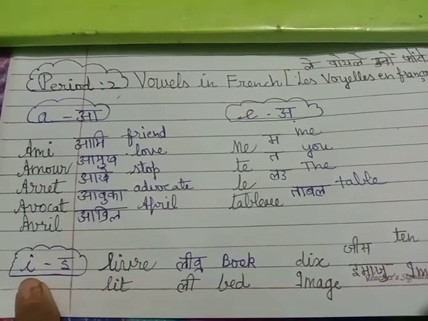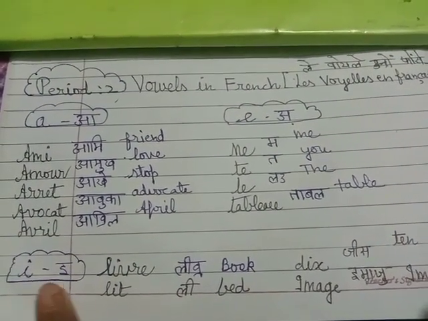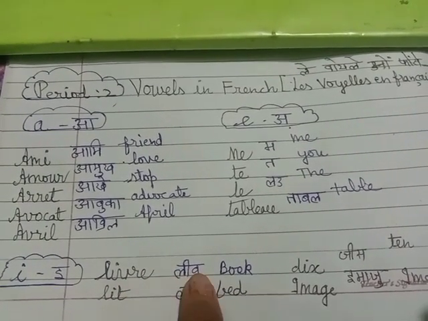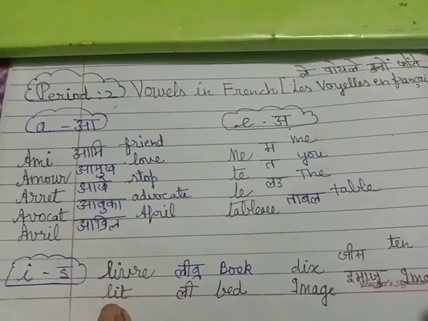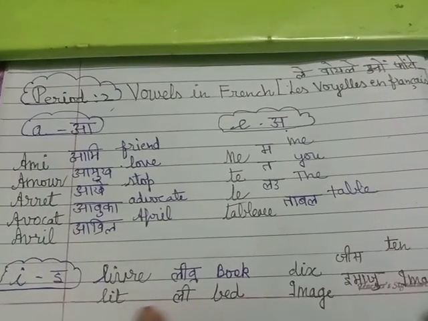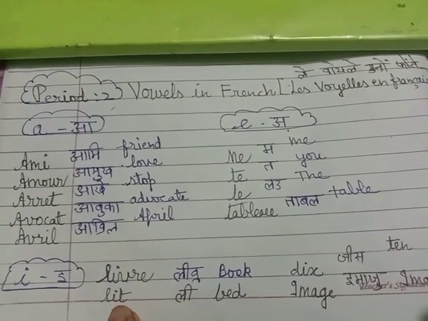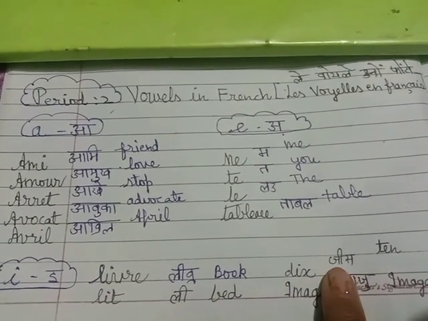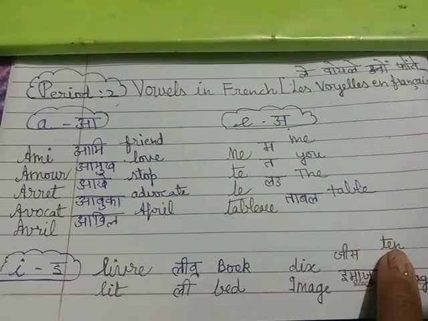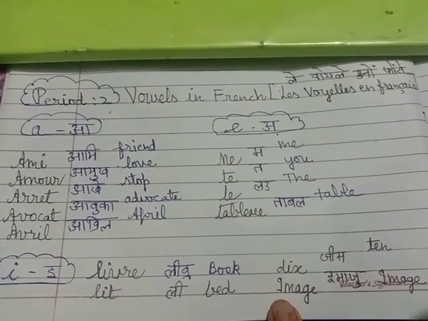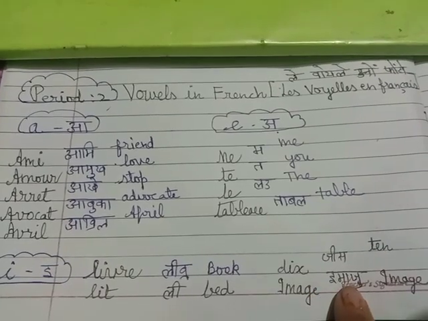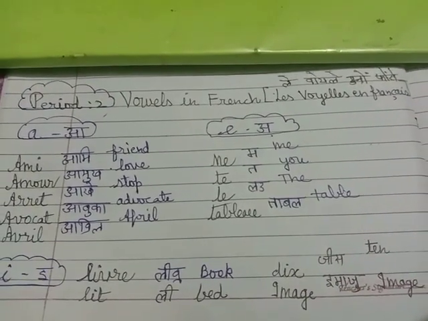Third vowel is, in English it's I, but in French it's E. Livre, book. Lit, bed. So T is not pronounced here, it's li, bed. This is dix, 10. Image, in English it's image, image in French.